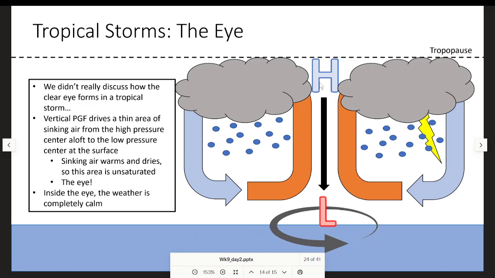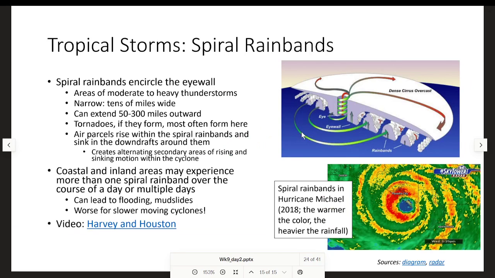Sinking air is warming up and drying out. So this is unsaturated air, and this is what the eye is. It's an area of sinking air that's trying to fill in the low pressure. Inside the eye, the weather is completely calm. I like this graphic. Spiral rain bands encircle the eye wall.